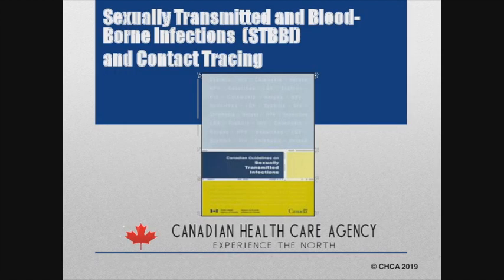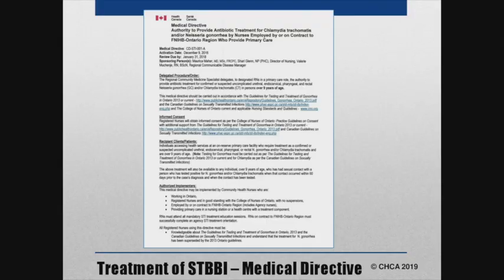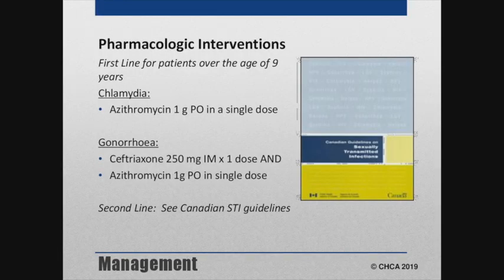All right, so sexually transmitted and blood-borne infections, as well as contact tracing, is what I'll review in the next few slides. For treatment, there's a medical directive for sexually transmitted and blood-borne infections. This, of course, is found on the LMS, and I'd encourage you to review it, but we'll cover a few of the things here. First-line treatment for chlamydia is still azithromycin 1 gram PO for a single dose. This is provided if the patient is over the age of 9. If they're under, then we're going to consult.